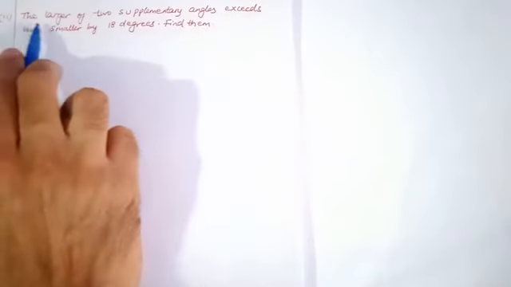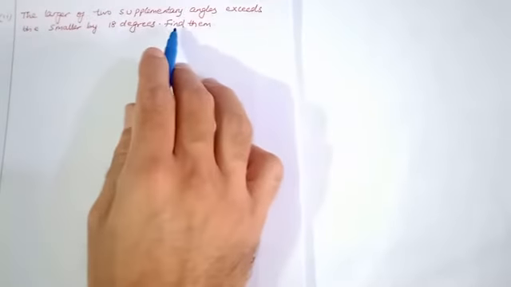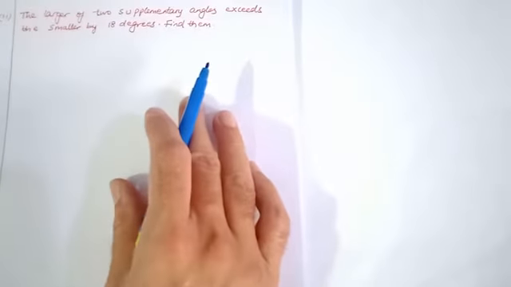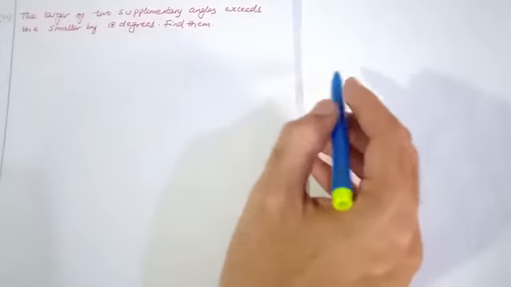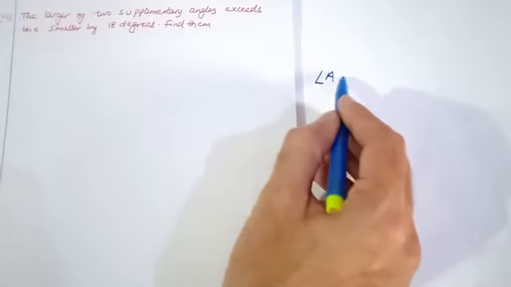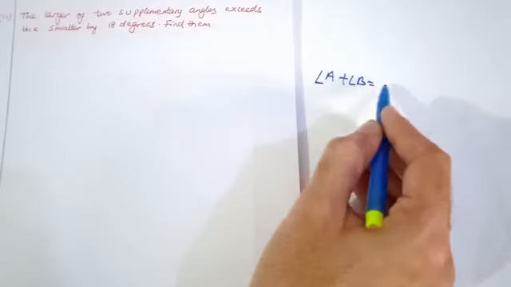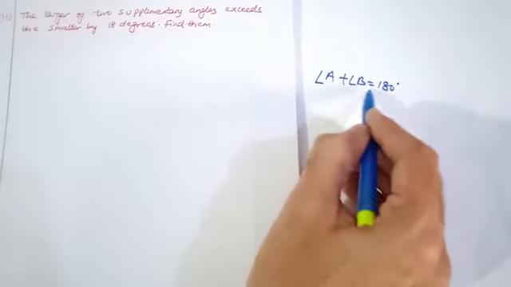So we are with our question number 2. The larger of two supplementary angles exceeds the smaller by 18 degrees. Find them. So what are supplementary angles? Two angles, angle A and angle B, are said to be supplementary if their sum is equal to 180 degrees, है ना.